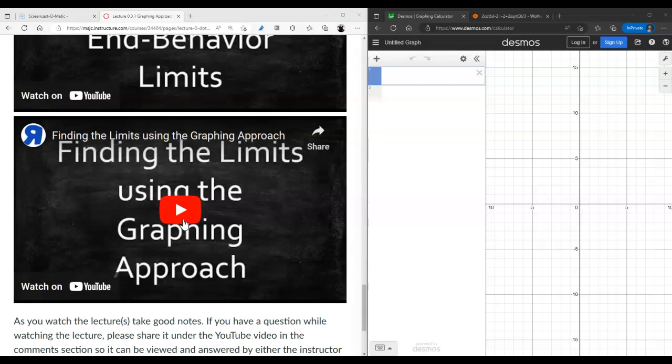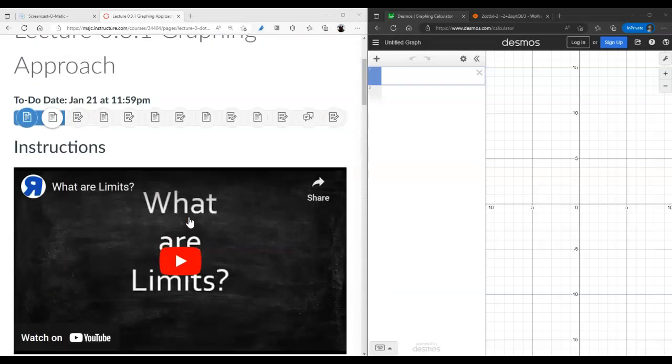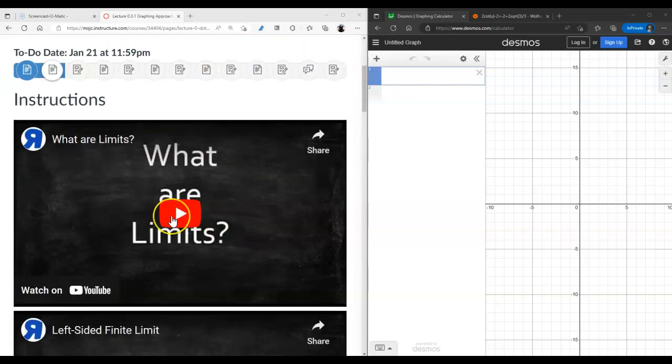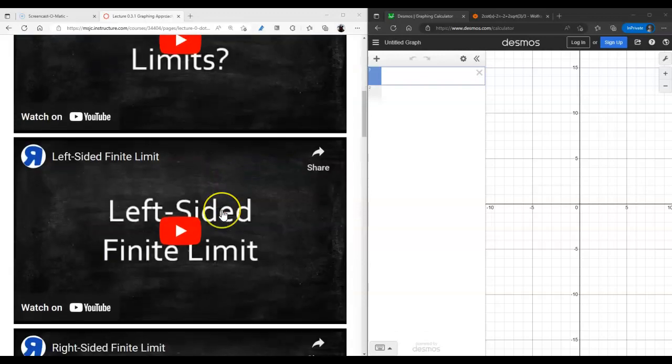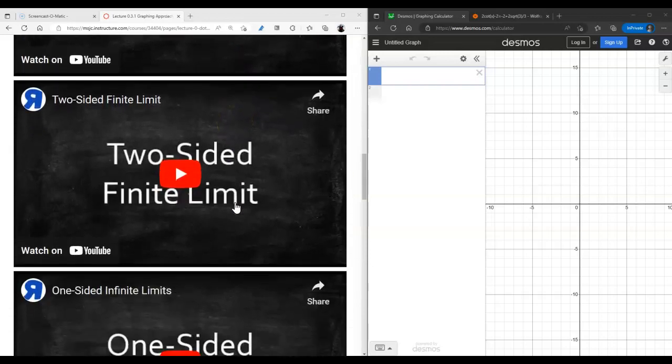Guess why? Because you are allowed to use calculators in this class to graph functions. So if you understand the graphing approach, then simply you have to use the calculator and graph the function, and then you know what the limit of that function is, if it exists, and you'll be able to see that it doesn't exist when it doesn't exist. And again, please watch all of these lectures before continuing into the homework.